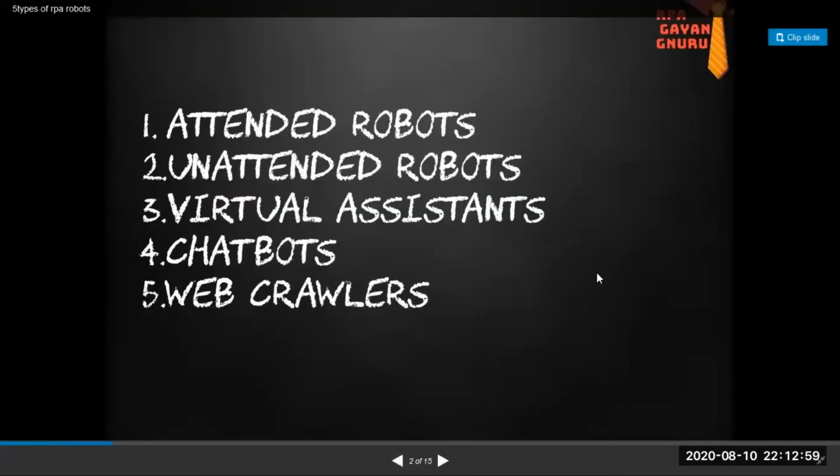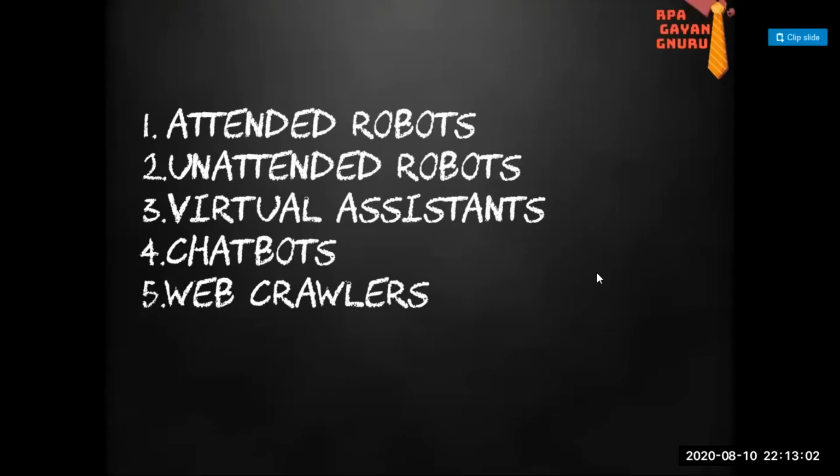Now, when we talk about RPA or robotic process automation, what we really mean is it's the software program that helps you automate a task. So today we will talk about five types of RPA robots, and I'll be explaining each of these robots to you in a bit of detail. These five types of RPA robots are attended robots, unattended robots, virtual assistants, chatbots, and web crawlers. Let's look at attended robots.